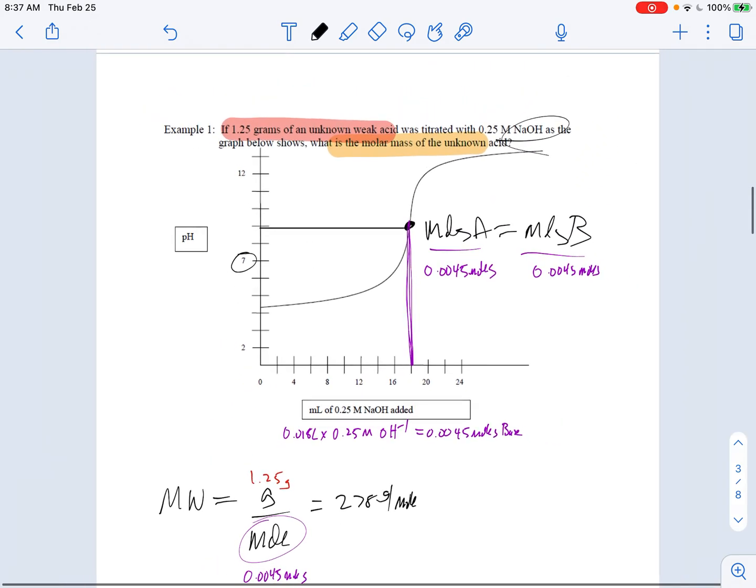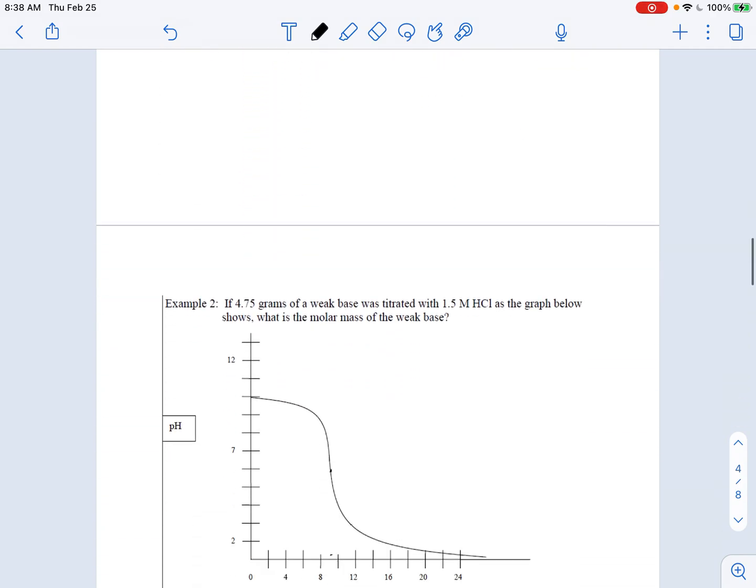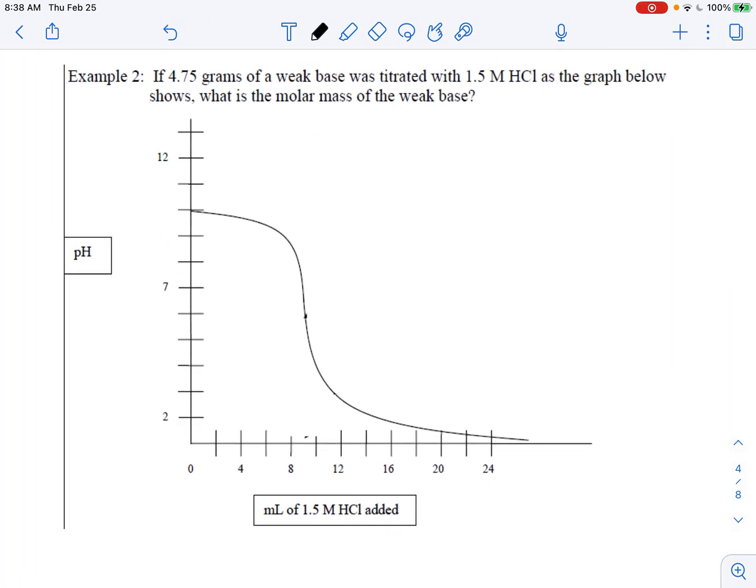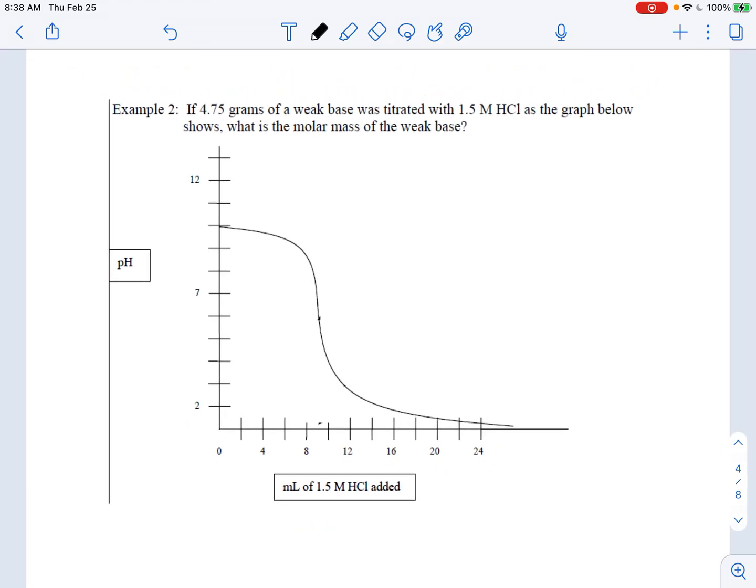So that might look really, really complicated, but ultimately it's not. You go straight to the equivalence point, you figure out the moles, you plug it into your molar mass equation, and you're done. You're good to go. Let's try another one of those. Example number 2 here. You've got 4.75 grams of a weak base, and you're titrated with 1.5 molar hydrochloric acid. What's the molar mass of the weak base?